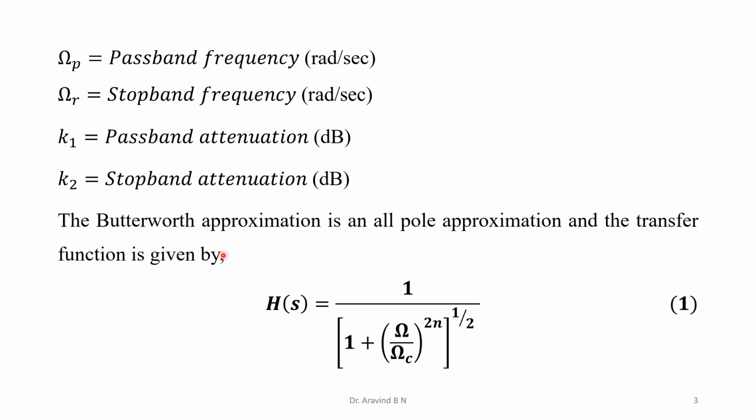The Butterworth filter transfer function is represented by |H(s)| = 1 divided by [1 + (omega/omega c)^(2n)] whole to the power of 1/2. Let us call this expression 1.